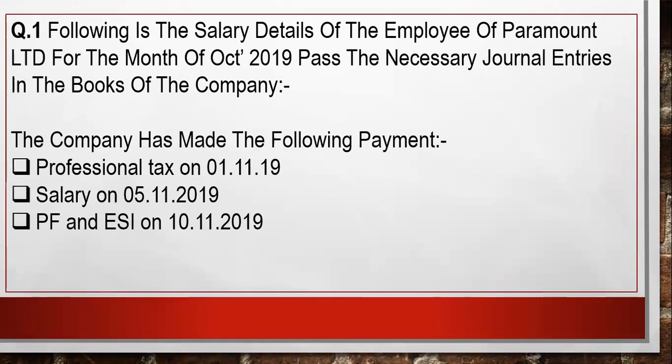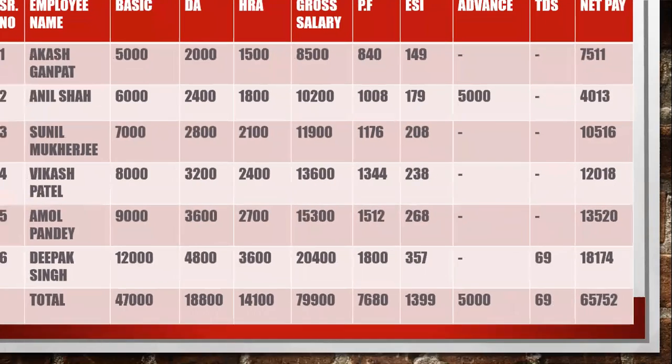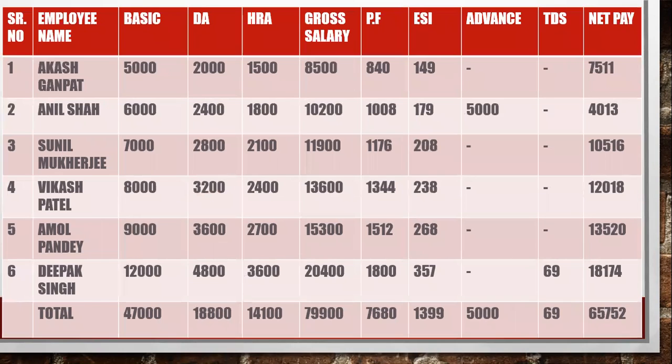So after that we have taken one example of the salary details of the employees of Paramount Limited. This was the company. So this is the question, you can see. There are 6 employees in the business. They are providing basic, DA, HRA. So the gross salary will be given. So we have to take the total amount of salary, okay? Because we are not making entries individually for Akash, Ganpat, Sunil and all, okay? So we have to make the final entry.